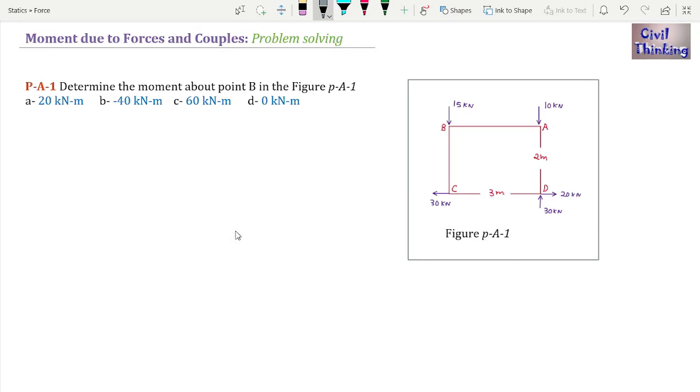Welcome to Statics Lectures by Civil Thinking, and today we are going to solve a problem on moment due to forces and couples. This is another lecture on force systems in statics.